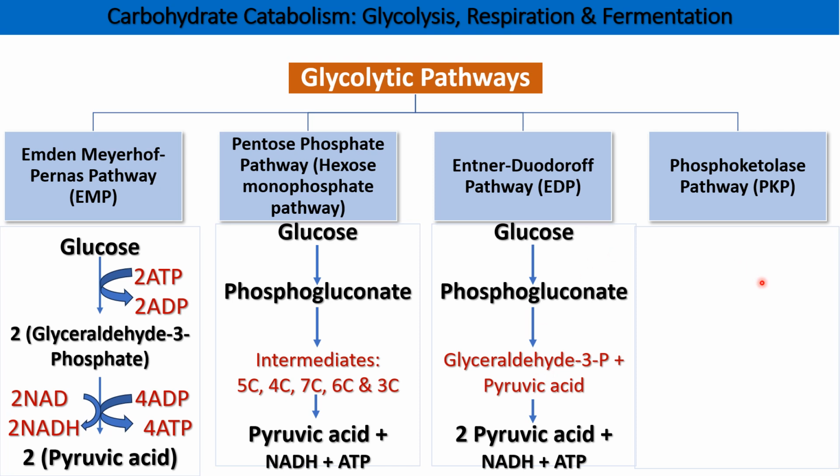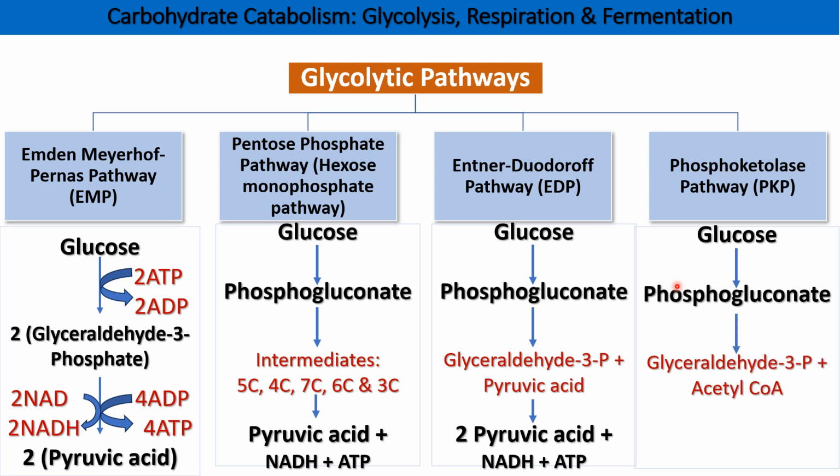In the next pathway, which is the phosphoketolase pathway, glucose is also converted into phosphogluconate, and then the intermediates here are glyceraldehyde phosphate and acetyl-CoA, which are further metabolized through the normal EMP pathway into pyruvic acid. The glyceraldehyde is metabolized into pyruvic acid.